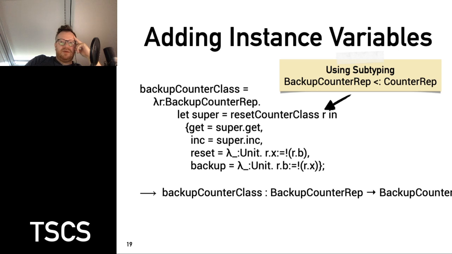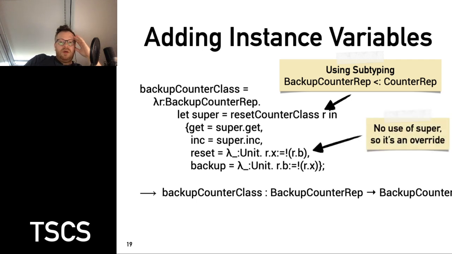Yeah, this is using subtyping. So backup counter rep is quite naturally a subtype of counter rep because it just adds one field, one label. That's fine. And instead of in the reset counter class, we implemented reset ourselves. So we could use super.reset, but we don't want that. We want to set it back to the backup variable. So we can override it. So this is actually how you do overriding in object-oriented lambda calculus, but just setting it newly. This is fine. You can always do this.